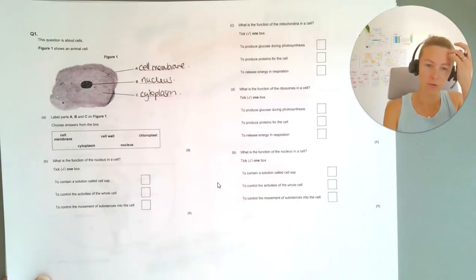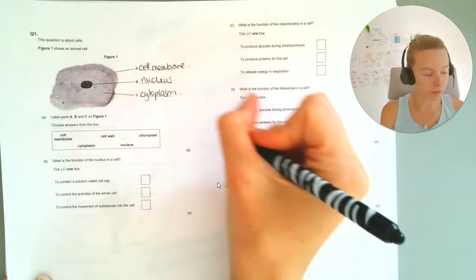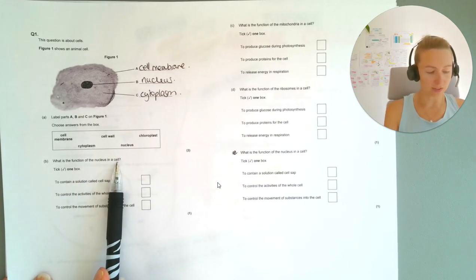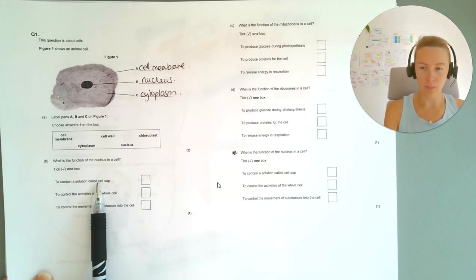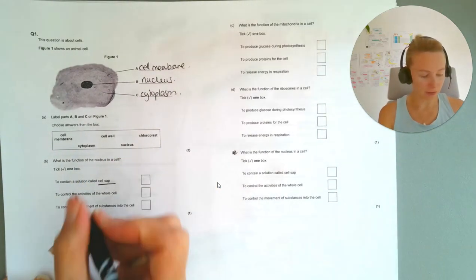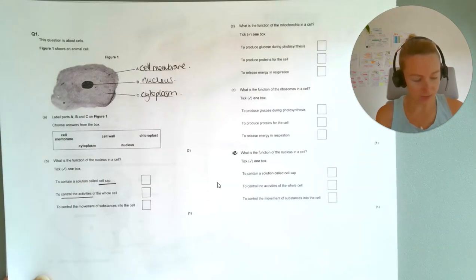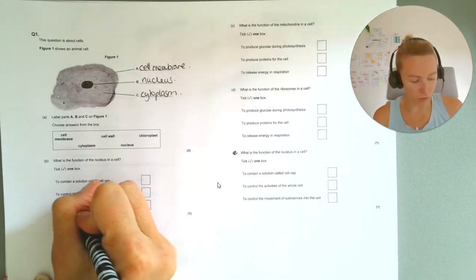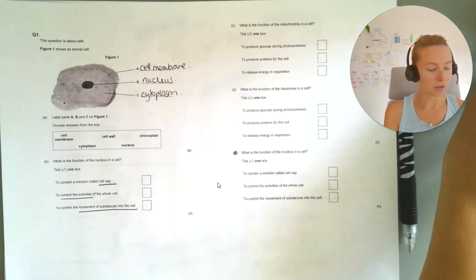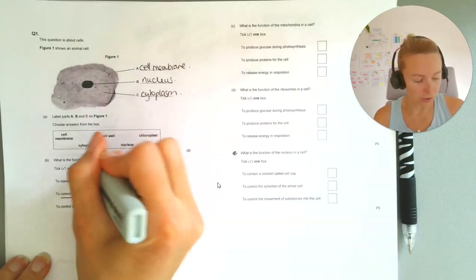And then we've got some multiple choice questions here as well. This one should say E. So what is the function of the nucleus in a cell? Tick 1 box. Does it contain cell sap? Does it control the activities? Or does it control the movement of substances into the cell? We are looking at the nucleus.